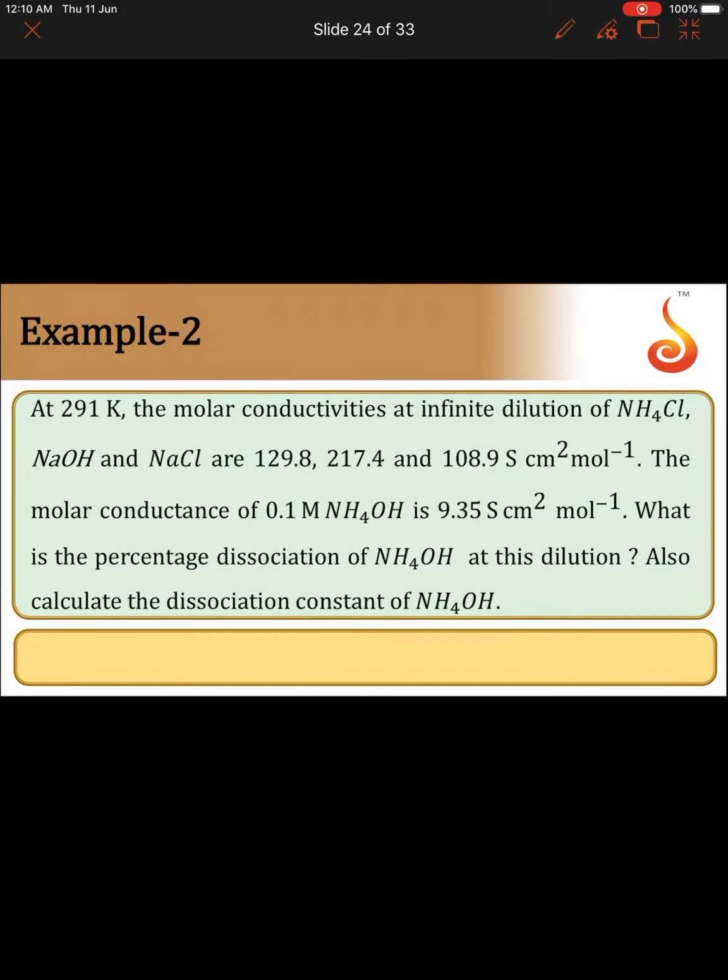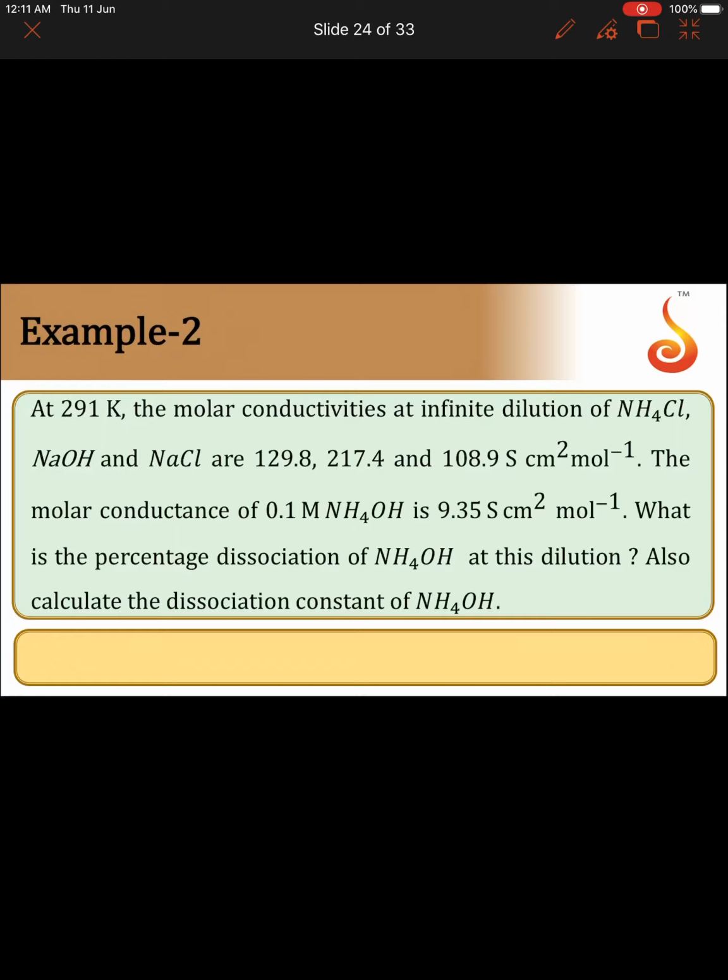At 291 Kelvin, molar conductivities at infinite dilution of NH4Cl, NaOH and NaCl are 129.8, 217.4 and 108.9 Siemens centimeter square mole inverse. The molar conductance of 0.1 molar NH4OH is 9.35 Siemens centimeter square mole inverse. What is the percentage dissociation of NH4OH at this dilution? Also calculate the dissociation constant of NH4OH.